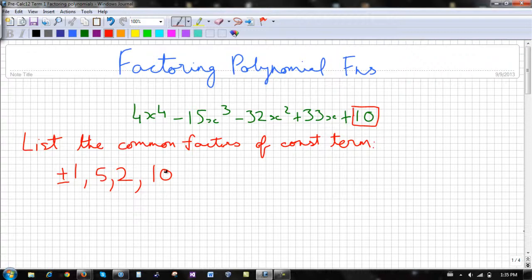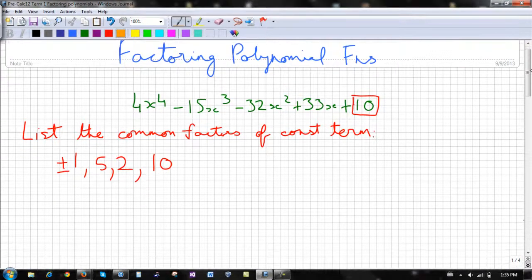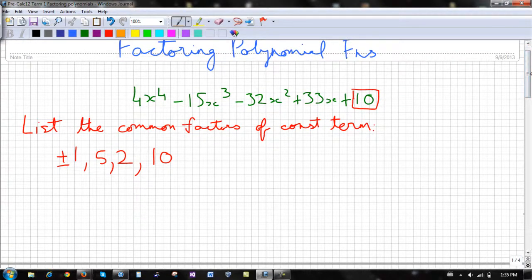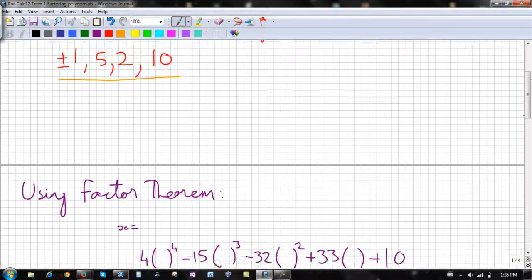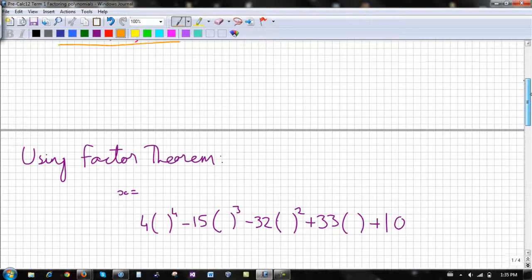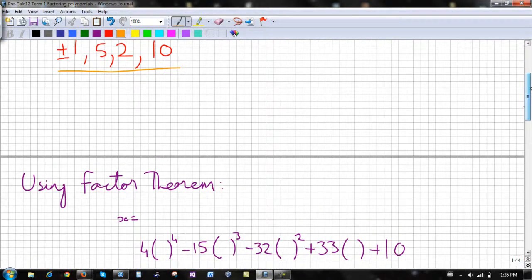Now our next step is to use the factor theorem. So we would set one of these common factors into our polynomial, and it would equal 0 if it is a factor of the polynomial. Let's do that. So let's try 5.